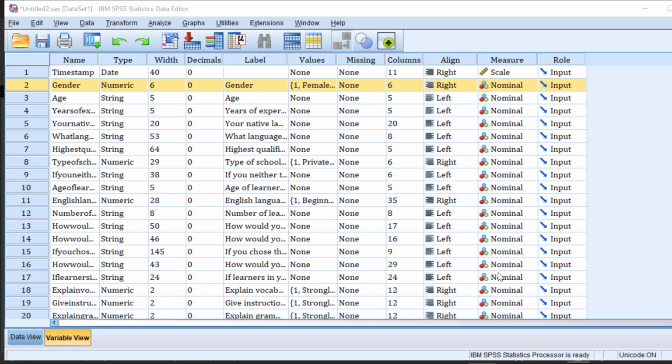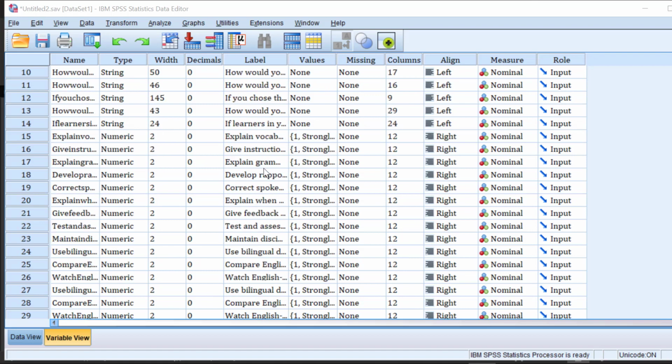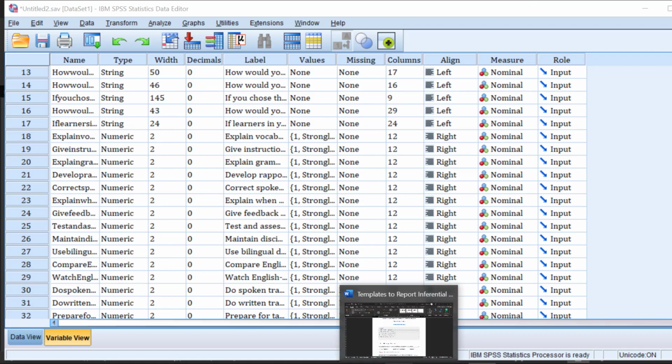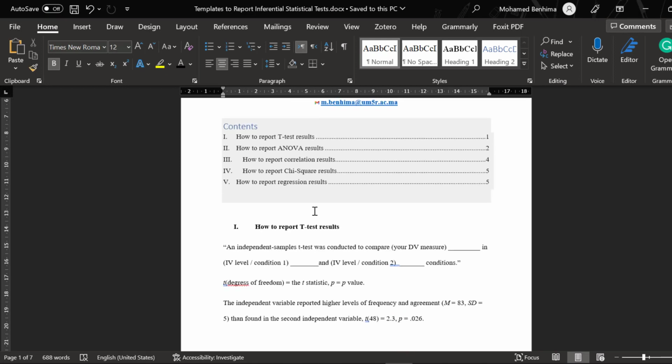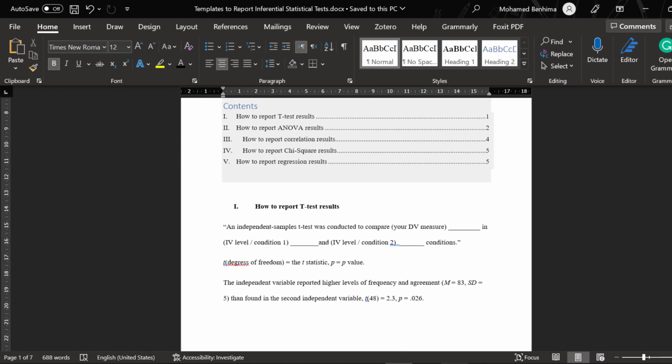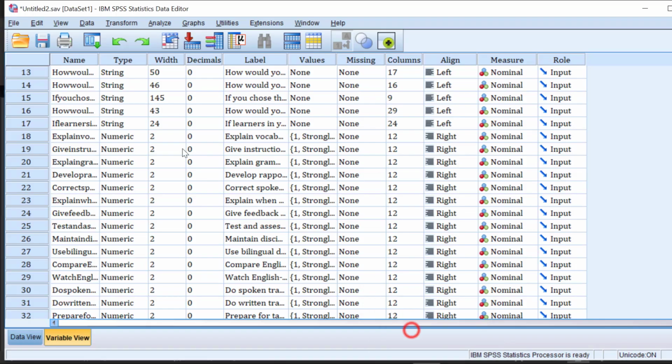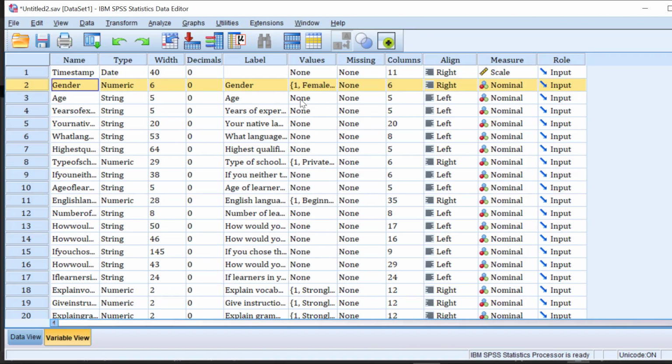In this tutorial, I'm going to show you how you can analyze Likert type items through the independent samples t-test and how you can interpret the results in compliance with the APA style. So I'm going to share with you even a template. If we want to analyze a Likert type item, let's say we're using the independent samples t-test.